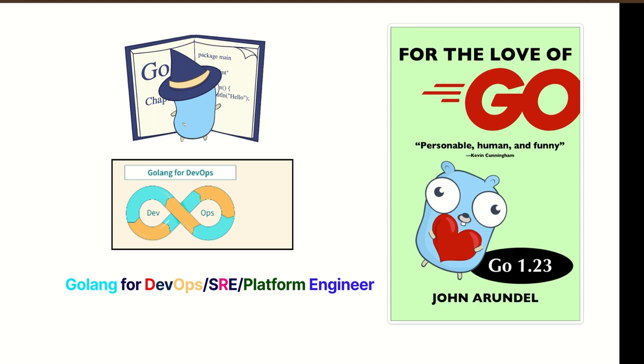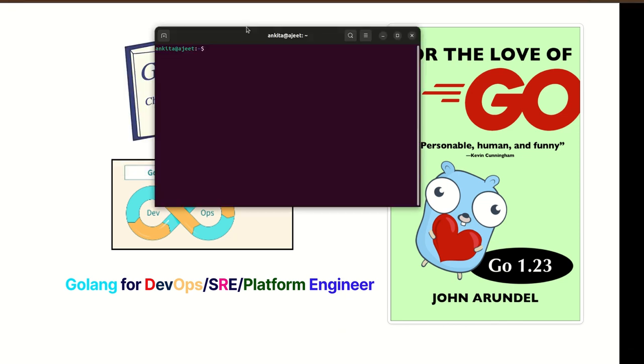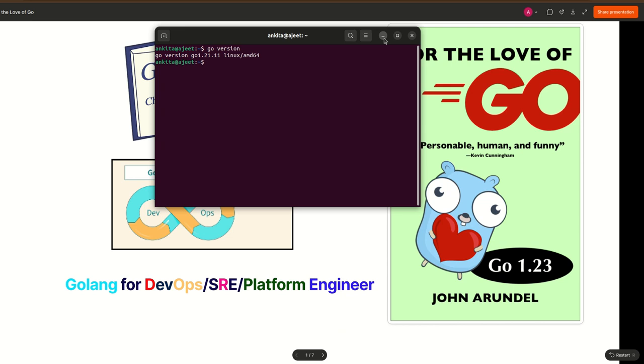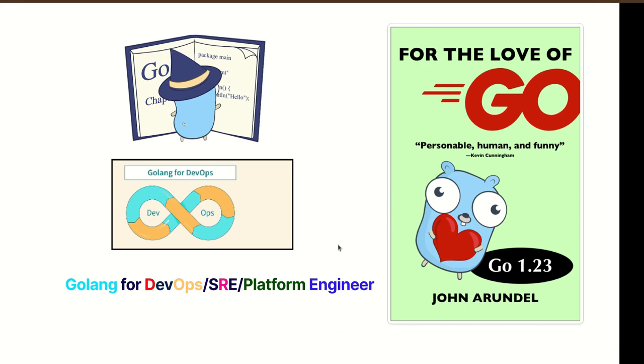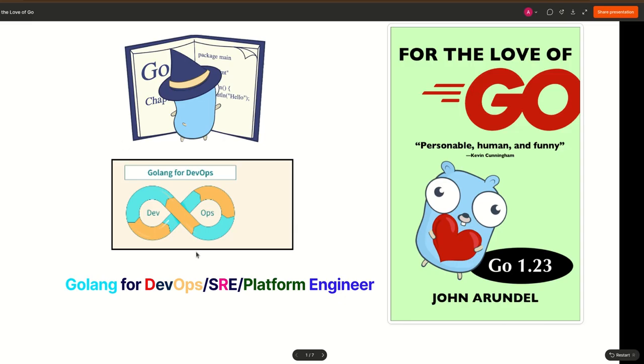First of all, Go should be installed on your system. For installing Go, you can follow the instructions, and to check it, run go version. You can see here that in my system it is already installed. If it is not installed on your system, just follow any tutorial or official doc. And second, you should have the VS Code editor or any editor which you are comfortable with.